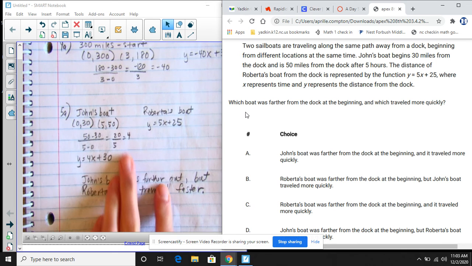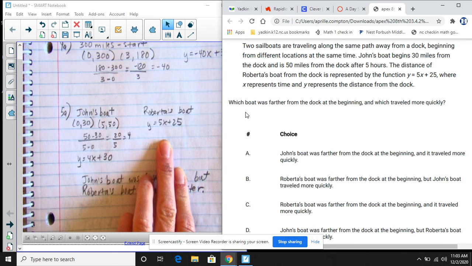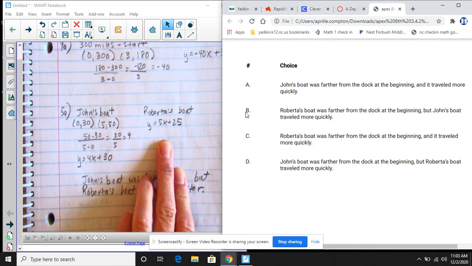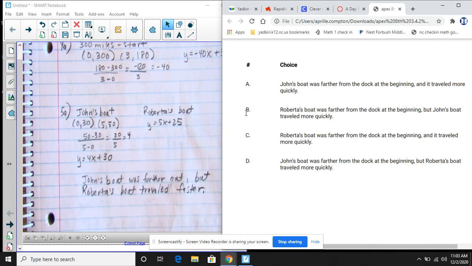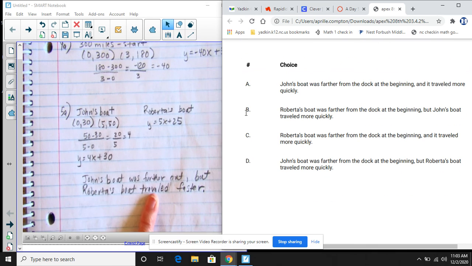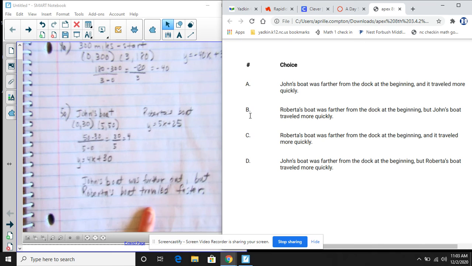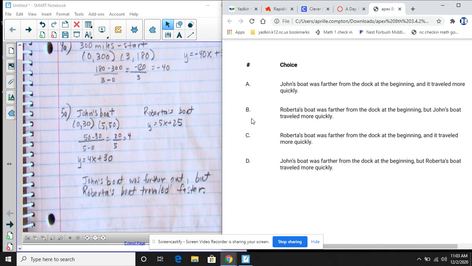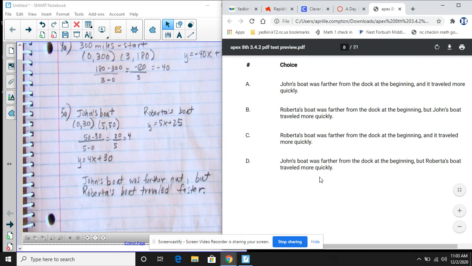They give us the equation for Roberta's boat, 5x plus 25, so we have to find the one that describes this correctly. John's boat was further out, but Roberta's boat traveled faster. A is not correct. D, John's boat was farther from the dock, but Roberta's boat traveled more quickly, so it would be D.